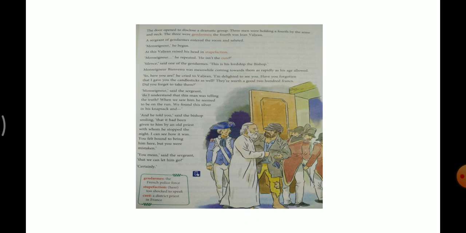Monseigneur Bienvenu was meanwhile coming towards them as rapidly as his age allowed. When the gendarmes saluted the bishop, Valjean was a little puzzled, as he thought that the bishop was just a curé or a priest, but he happened to be his lordship the bishop.